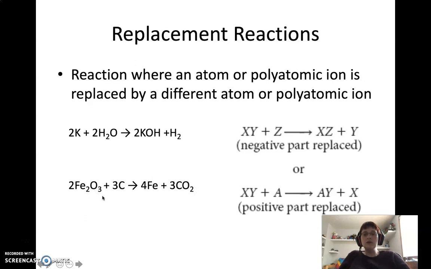It's a lot clearer to see in this reaction down here for the replacement reaction, because what we're doing is we're swapping carbon for the iron. And so you can see on this side we've got the carbon, and then we have iron oxide, and after the reaction we have iron and carbon dioxide. So the carbon and the iron swapped places with the bonds with the oxygen. So on this side we have an ionic compound, on this side we have a covalent compound. So like I said, a lot of these replacement reactions are involving ionic compounds.